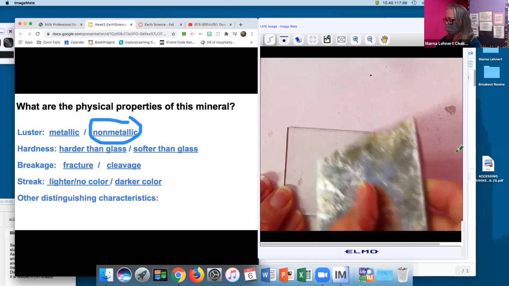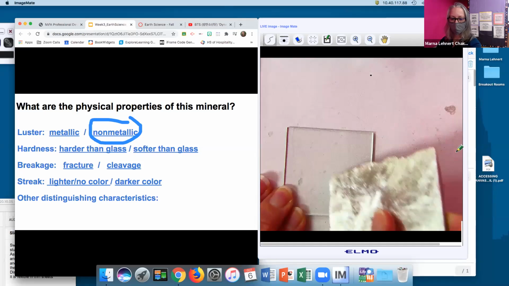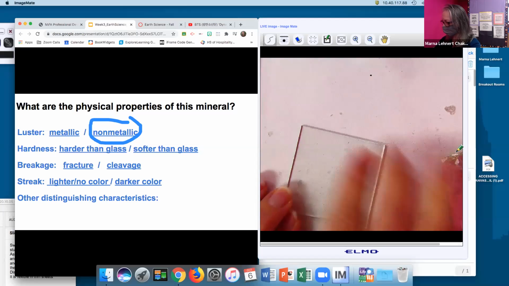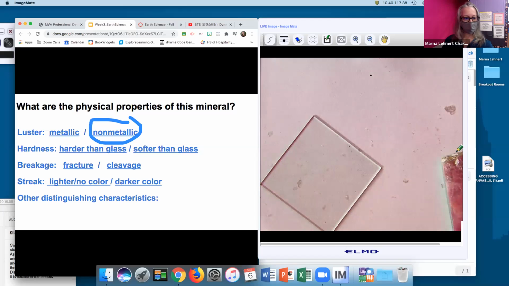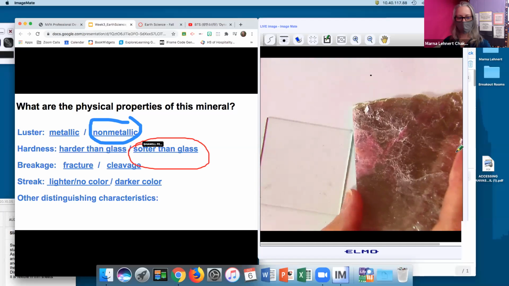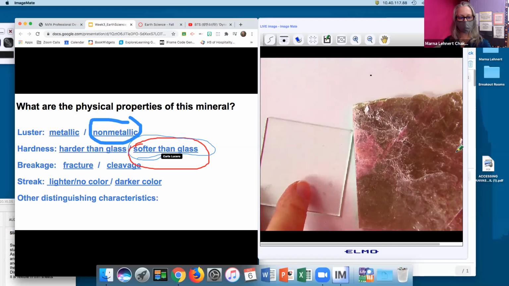So I see Camille in the chat is saying that it's softer than the glass. You are absolutely right. It is softer than the glass. So would somebody like to circle that on our screen? Thank you, Chanel. Nice job.